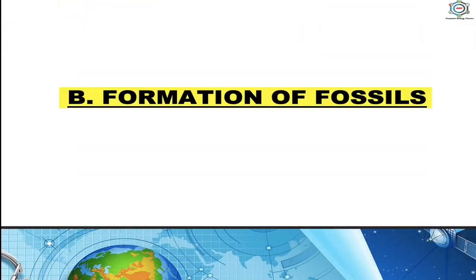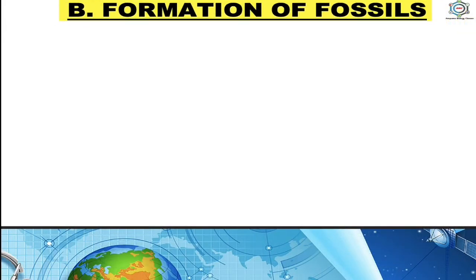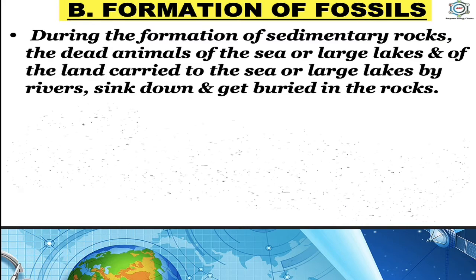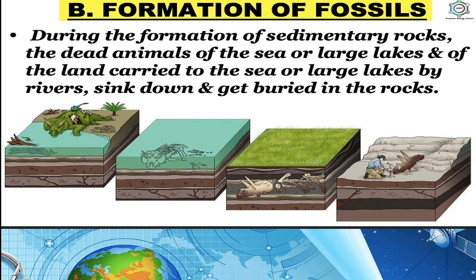After this, now the formation of fossils. During the formation of sedimentary rocks, the dead animals of the sea or large lakes, and of the land carried to the sea or large lakes by rivers, sink down and get buried in the rocks. This cuts off oxygen, a condition that prevents decay. The animals thus preserved in the rocks have formed the fossils. Thus hard remains of the dead animals got preserved layer by layer in the sedimentary rocks. The deeper layers had earlier fossils and the upper layers had more recent fossils.